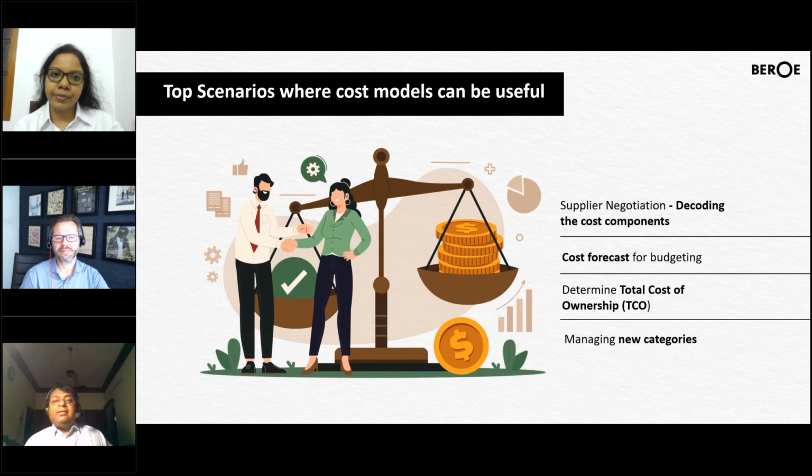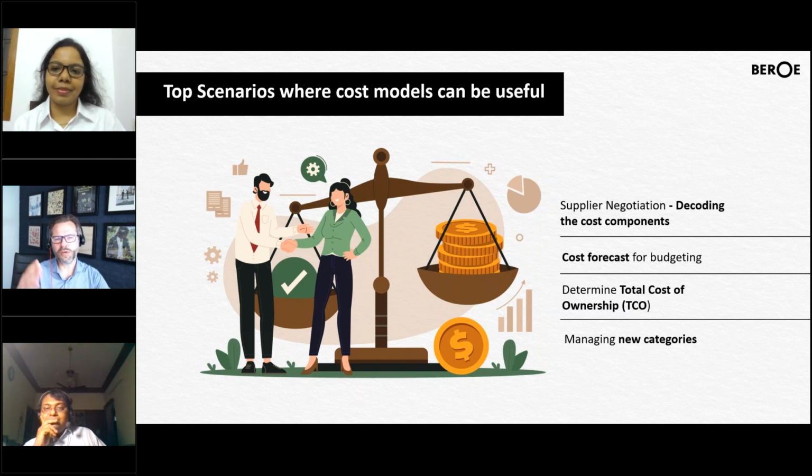In fact, we did receive some questions, I think, on decoding. How do you decode the cost components? So, in fact, it is very useful in a scenario where you have the cost components in your hand, you can actually have a better negotiation power. Robert, it's straightforward, right? It's a no-brainer.